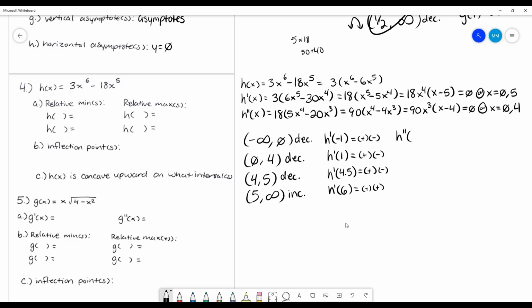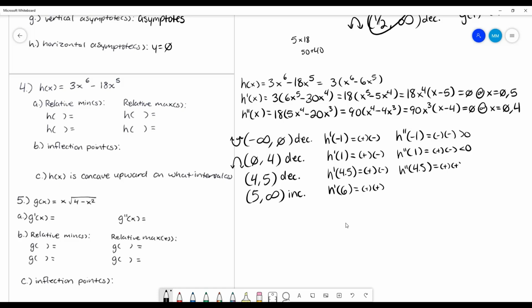Now we need to test for concavity. So I'm going to plug in these same values into my second derivative. So I'm going to get a negative out there because that's cute. And then negative 1 minus 4 is negative 5. So this is positive, which means we are concave up. Keep going, plug in that positive 1. I'm going to get positive on the outside and negative on the inside. Concave down. Plug in a 4.5 there.